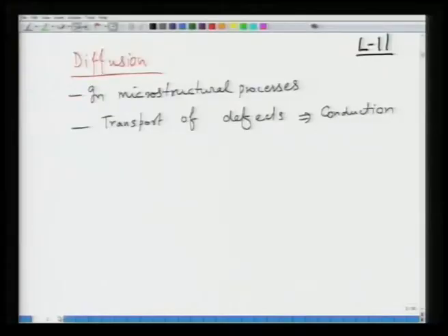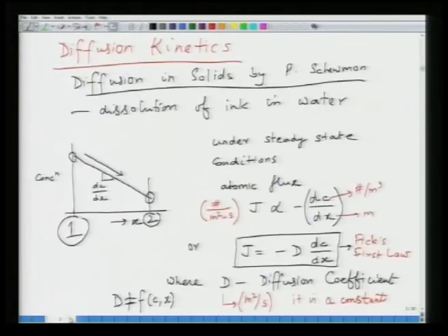So, in the context of defect migration, the first important phenomenon is diffusion. Diffusion is very important in many microstructural processes such as sintering, grain growth, etc. In this context, it means transport of defects, which is related to conduction. And then we looked at the diffusion kinetics.